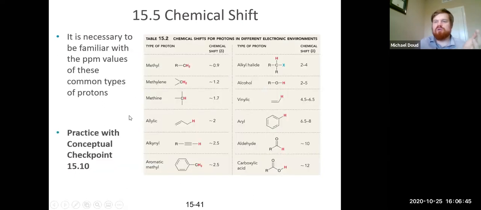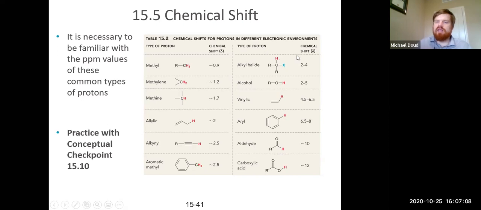Okay, and so here are your chemical shifts. This is just going to give you an idea of where these start. So like methyl, methylene, methine, we already talked about that. An allylic chemical shift is going to be around 2 parts per million. Alkynyl would be around 2.5. So this is on a terminal alkyne. If you have an aromatic methyl group, so it's almost like a benzylic position, you can think about it, that shows up at around 2.5 parts per million.